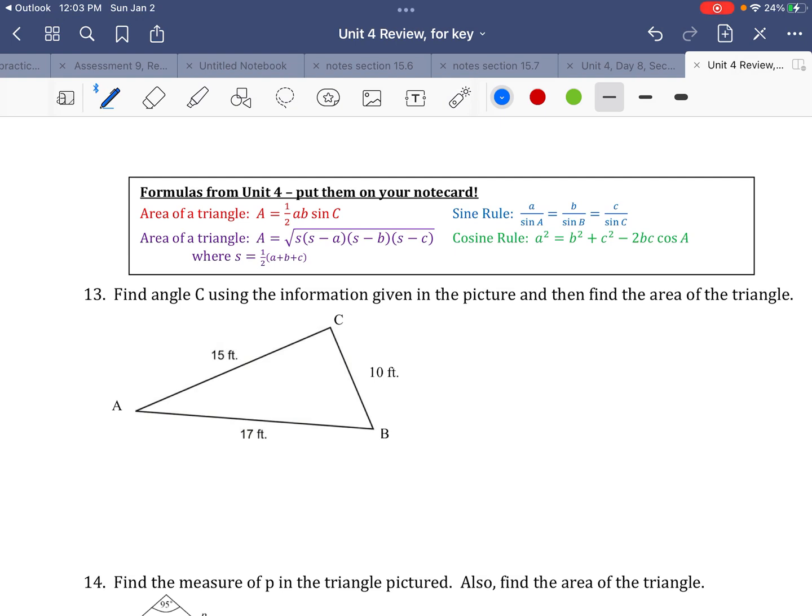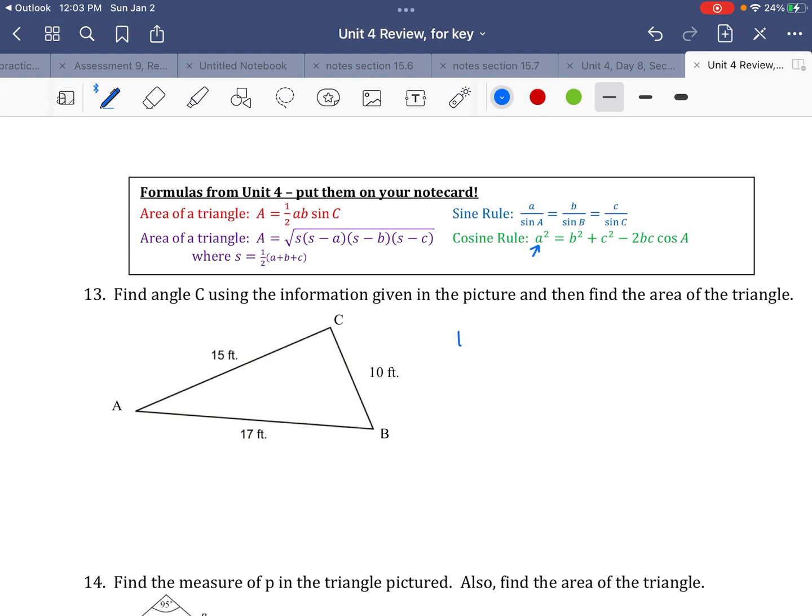All right, find angle C. So this is side, side, side, so I cannot use my sine rule unless I have an angle and a side across from it. So I'm just going to go ahead and do the cosine rule. But I'm looking for angle C, so I'm going to change that right there to a C.